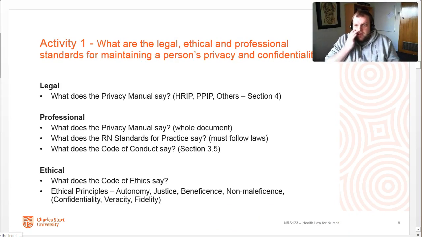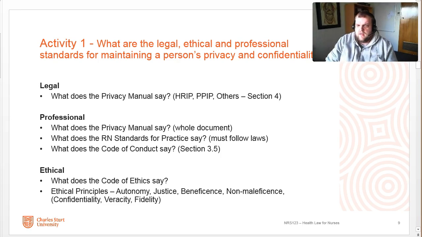The next question is, what are the legal, ethical and professional standards? The legal issue is discussed in the privacy manual, which goes through about 5 or 6 different laws. The 2 primary ones are the Health Records and Information Privacy Act, I think it's called, and I can't remember what the PPIP one stands for, but it's in the privacy manual, so open that up and show them the different legislation that's relevant. You don't have to go through it in huge detail, but it's good to show them that the privacy manual is where they'll find all that information.